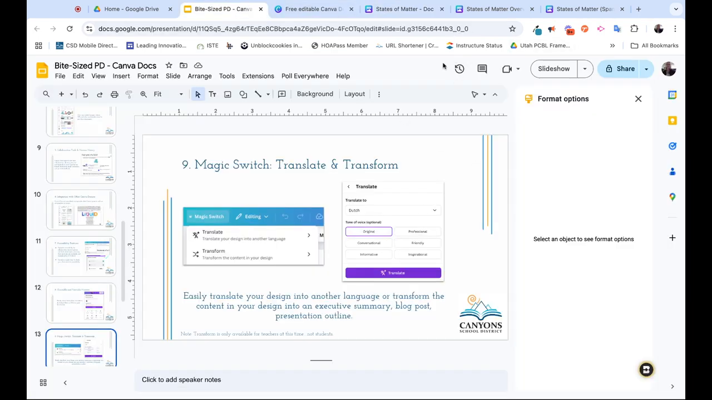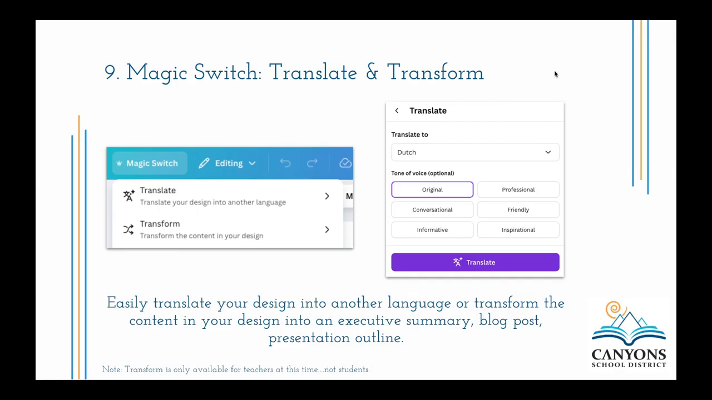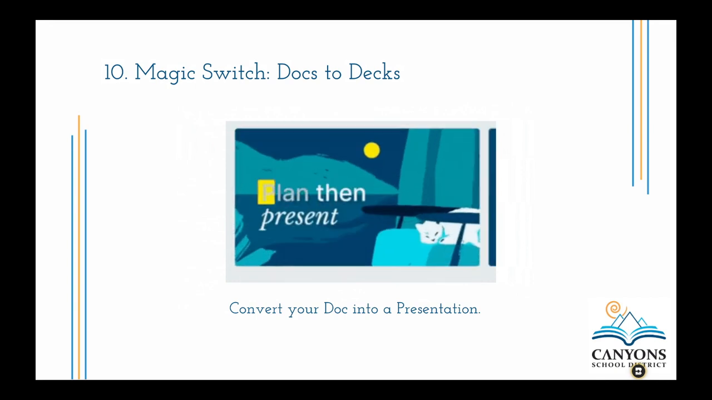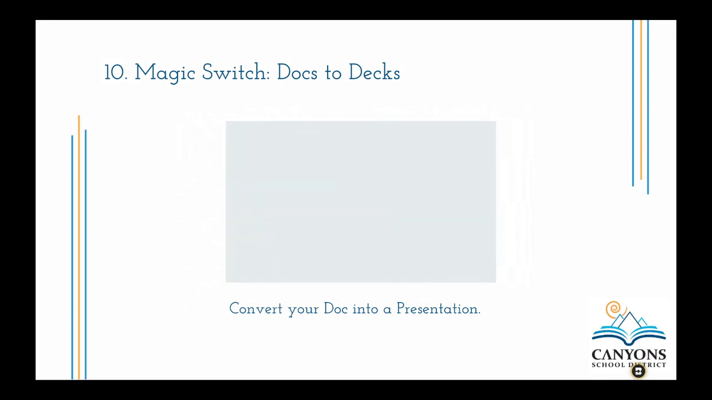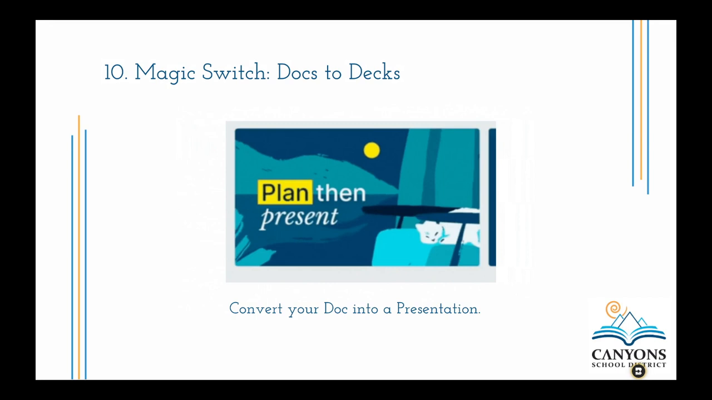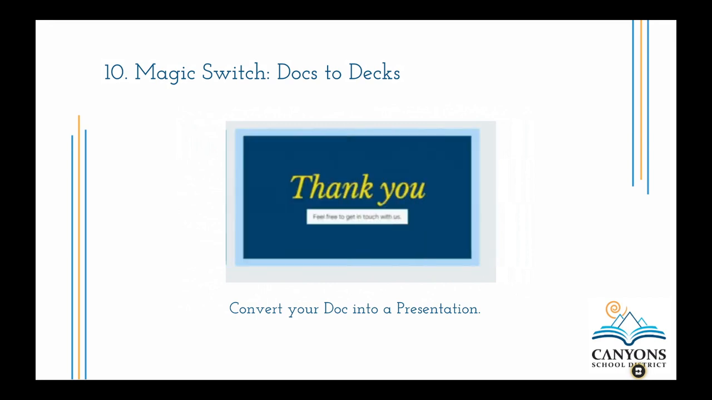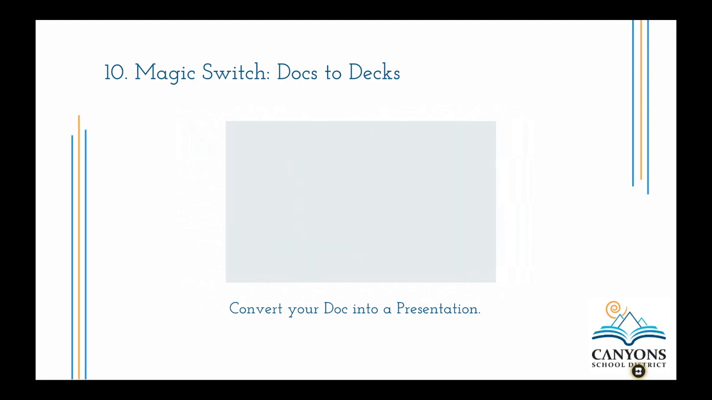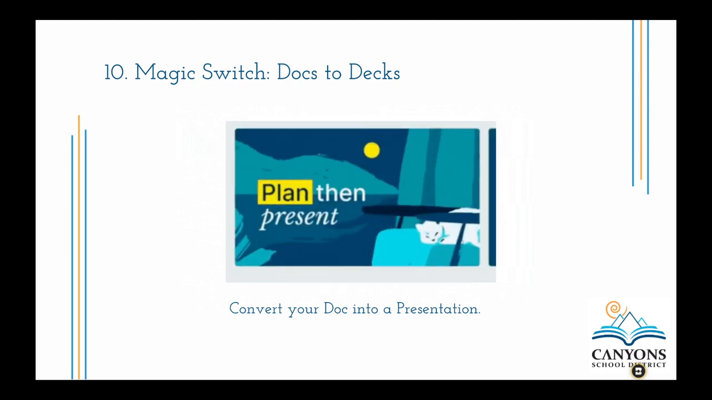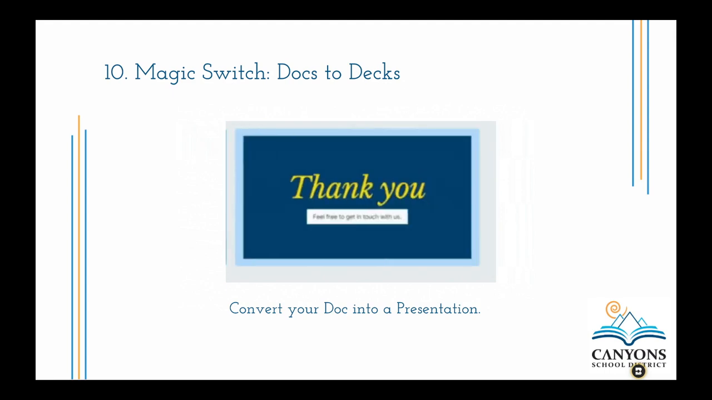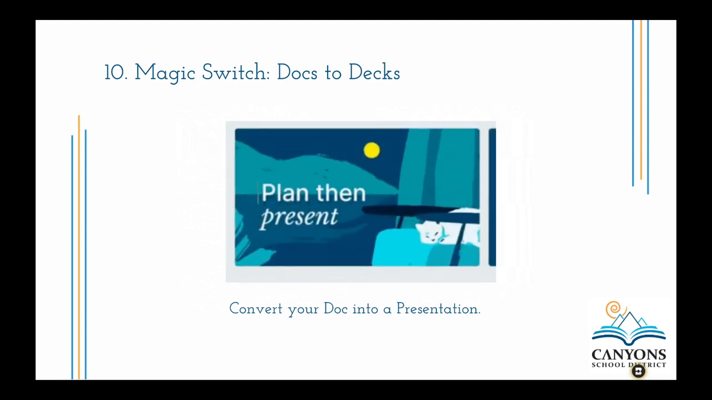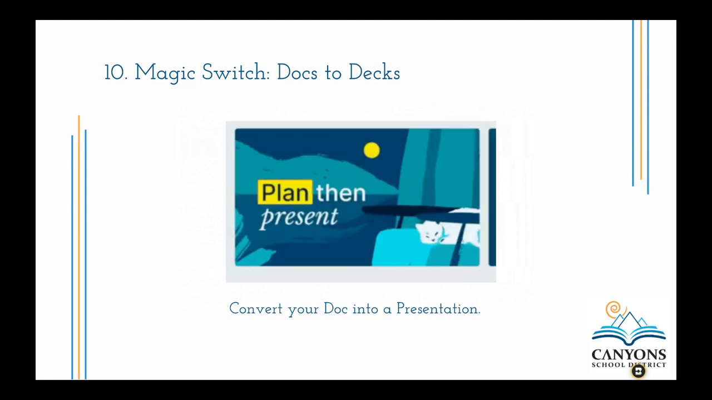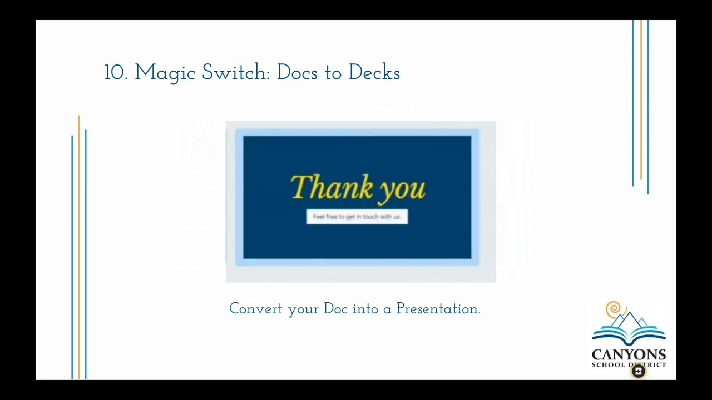The last feature, and this is actually by far my favorite, and it's a big reason why I was like, why are we not telling teachers and students about the Magic Switch, is where you can take your document and convert it to a presentation. When I think about working with students, I've always wanted students to plan out their presentation first. Like, what are you going to put into your presentation? And then work on the presentation after. But sometimes they get so hung up on putting things in the presentation, they don't focus as much as I would want them to on the content. I hope that makes sense.